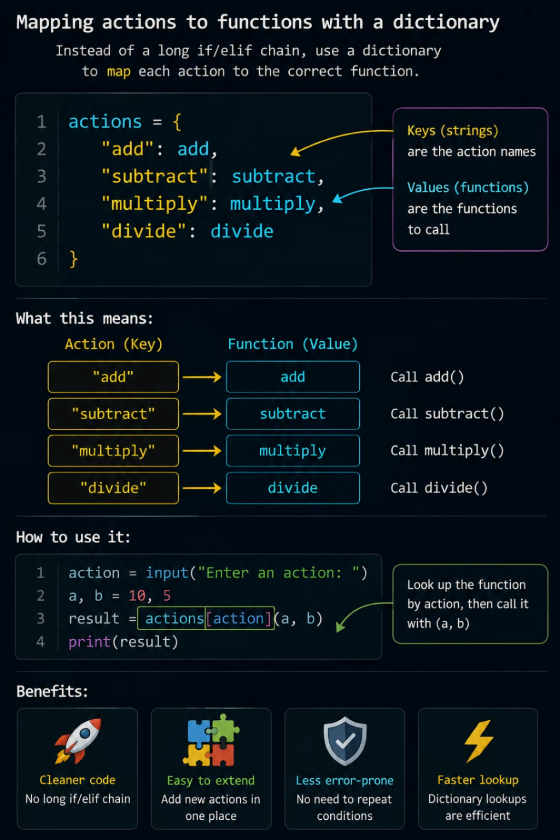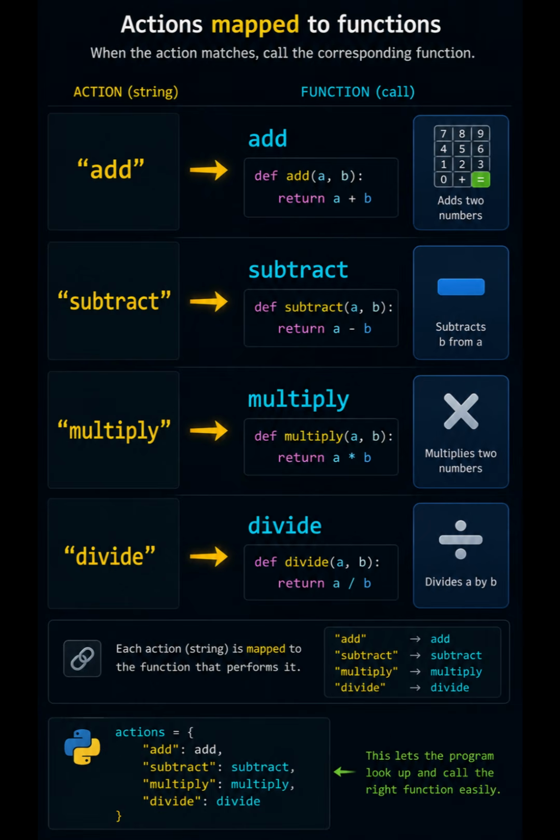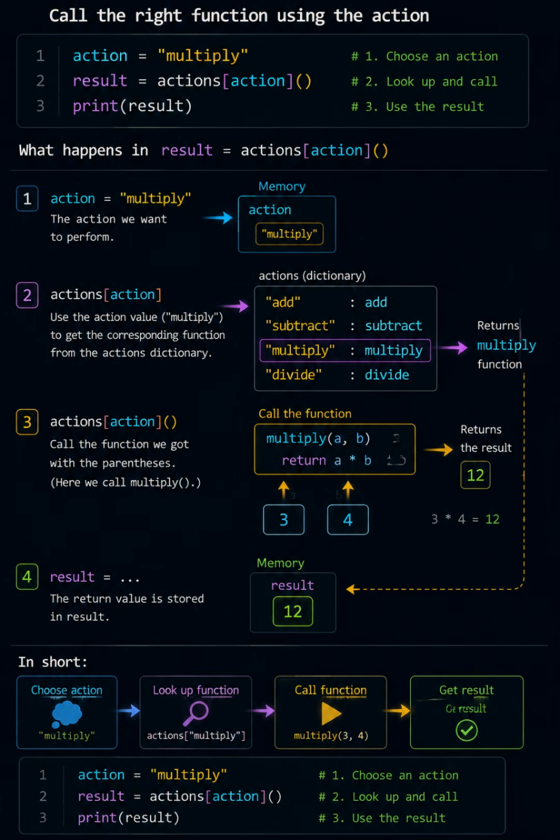In Python, you can replace the whole chain with a dictionary. Now the dictionary is basically a little lookup table. And here's the really useful part. action = "multiply", result = actions[action](). Python looks up multiply, finds the corresponding function, and calls it.